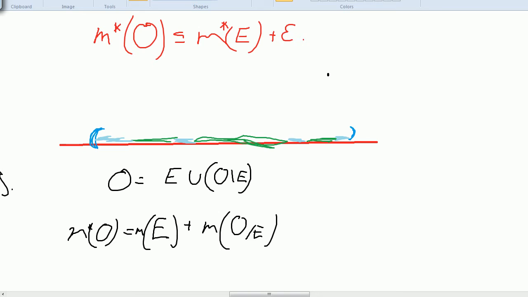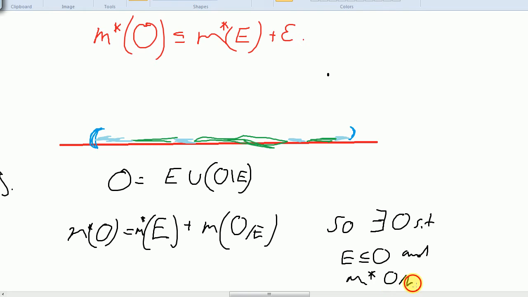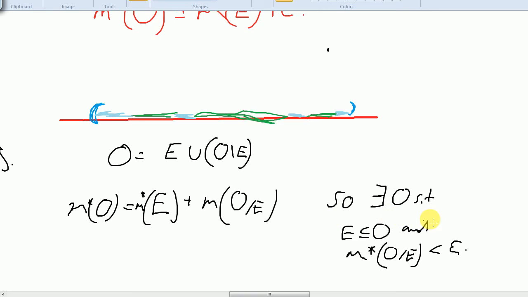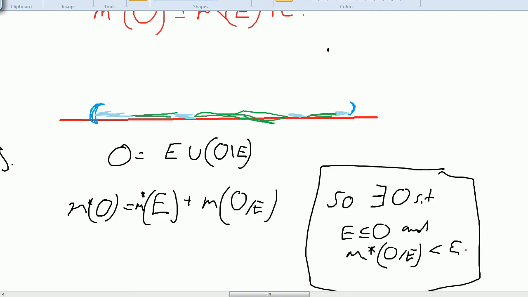And we would know that the measure of the complement of E in O is therefore less than epsilon, because the measure of O is less than or equal to the outer measure of E plus epsilon. So we would have that there exists some O such that E is in O and the outer measure of O minus E is less than epsilon. That would be true if the outer measure were actually a measure, just by the definition of a measure, the additivity part in particular. But this turns out to be not true. So this is not true, even though this here is true.